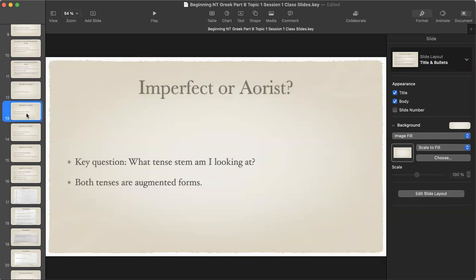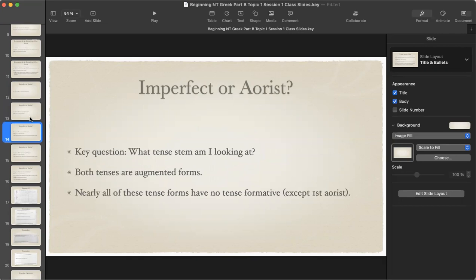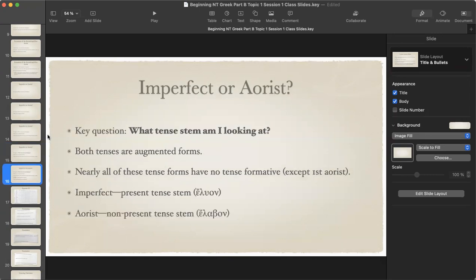So in the imperfect and the aorist, both tenses are augmented forms. And nearly all of these tense forms have no tense formative, except for the first aorist, which is truly the key because the sigma is going to give it away every time that it's an aorist form. But the key question is, what tense stem am I looking at? Another way of saying the same thing could be, is this the vocabulary word that I memorized?